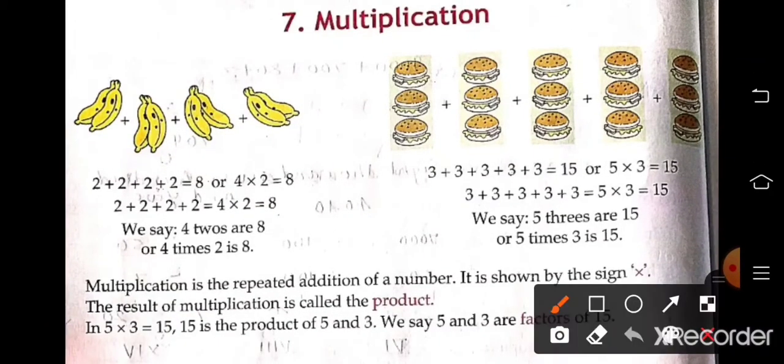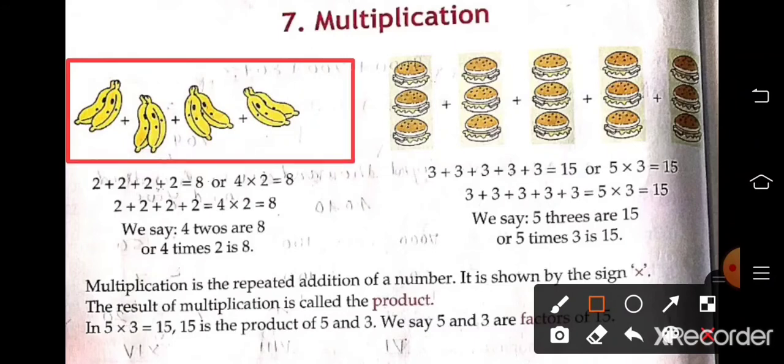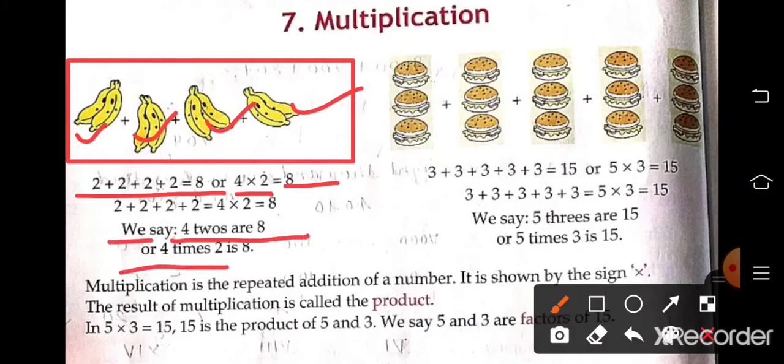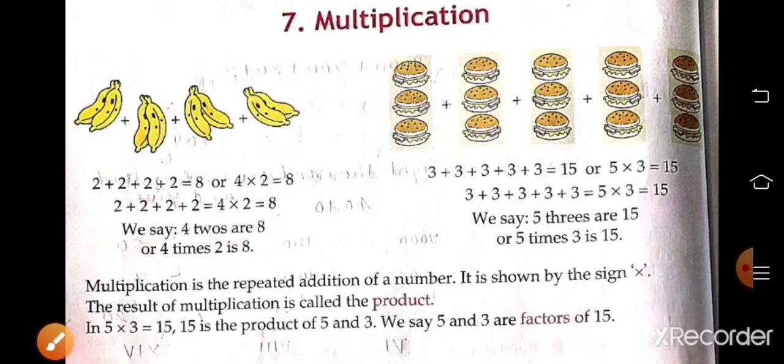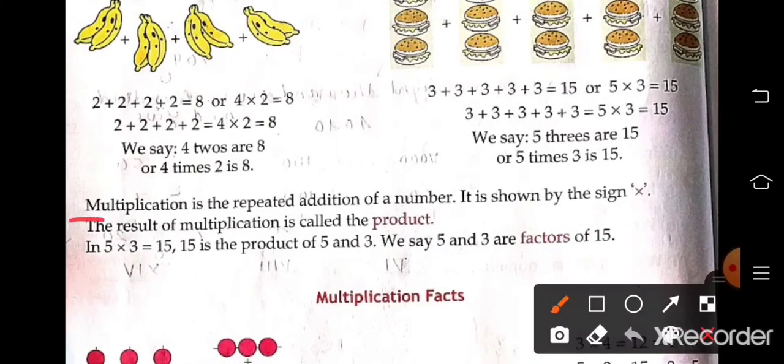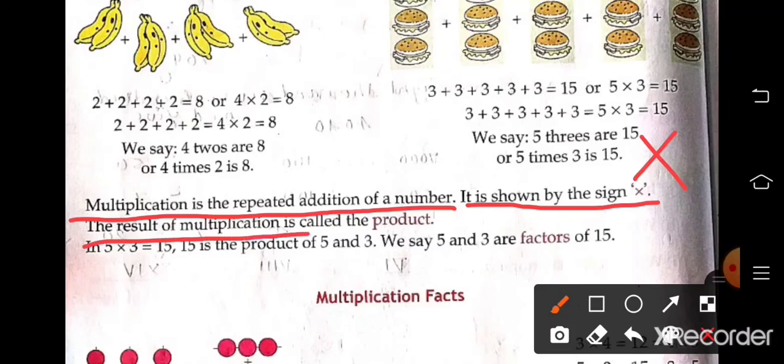Okay, so here are bananas. 2 plus 2 plus 2 plus 2 equal to 8, or 4 times, so 4 multiply 2 equal to 8. We say 4 2s are 8 or 4 times 2 is 8. Okay, so multiplication is a repeated addition of a number. It is shown by the sign cross. The result of multiplication is called the product.